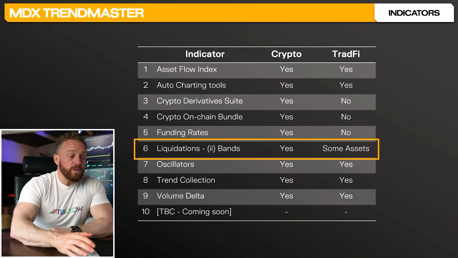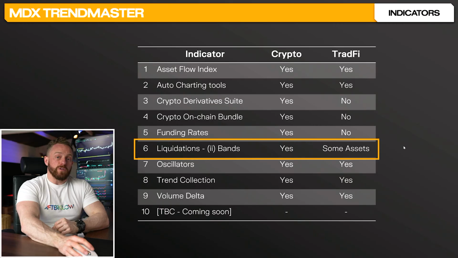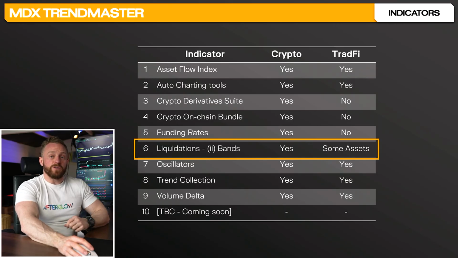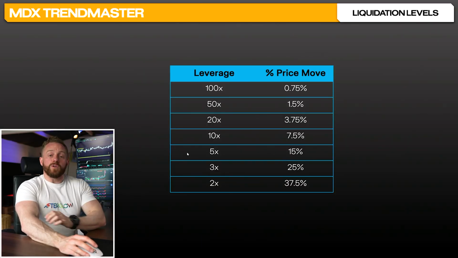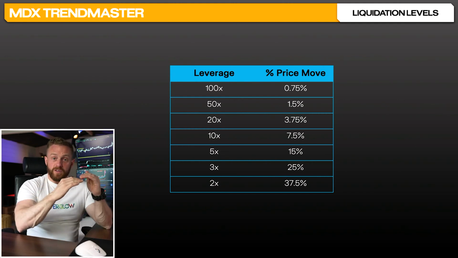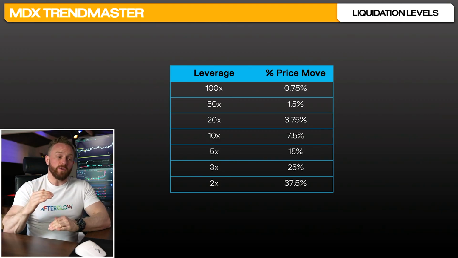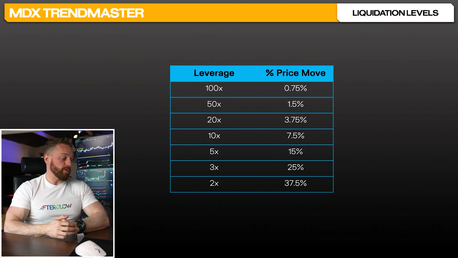So the MDX Liquidations tool does share some features with the liquidation levels we saw in part 1. For example, the bands tool is primarily designed to use for crypto, but can also be used for some TradFi assets such as gold. Also, the bands tool uses exactly the same table of the different leverage amounts and the percentage price moves for liquidations to happen.